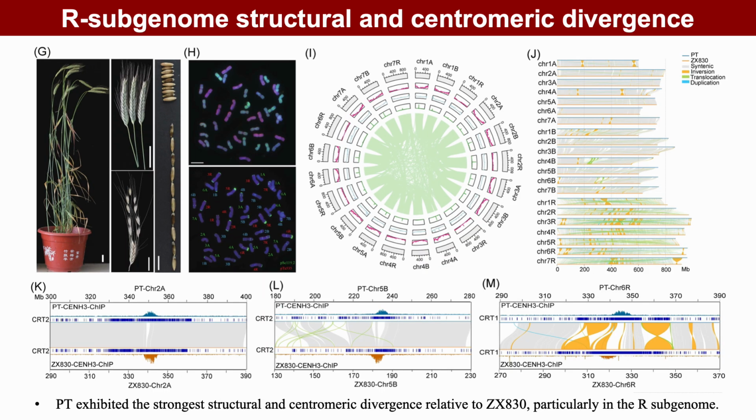Among all analyzed accessions, PT displayed the strongest structural and centromeric divergence relative to ZX830, particularly within the R-subgenomes. We therefore generated a near-complete chromosome-scale assembly for PT. Comparative analyses reveal extensive structural divergence with disrupted collinearity and pronounced rearrangements in centromeric and paracentromeric regions of the R-subgenome.